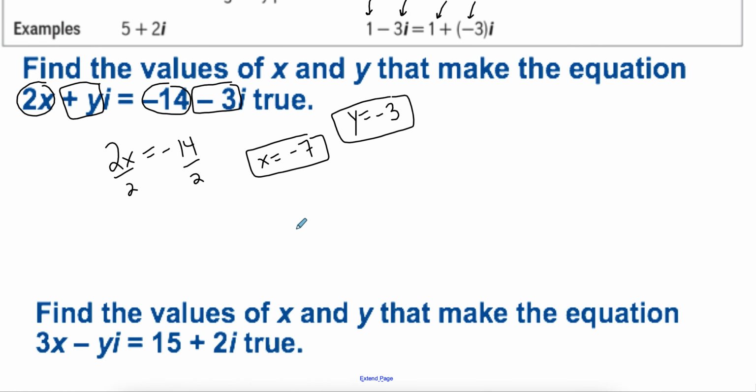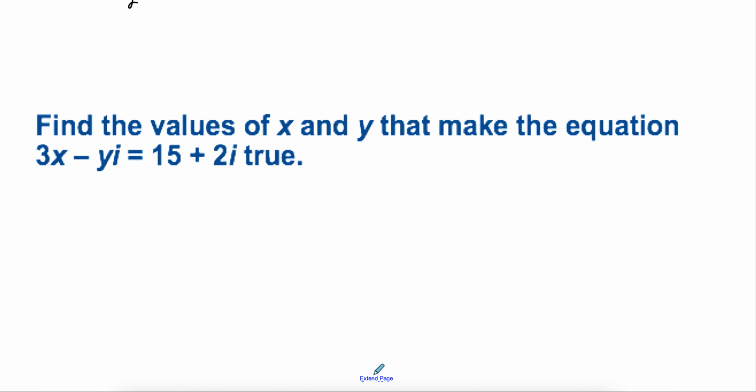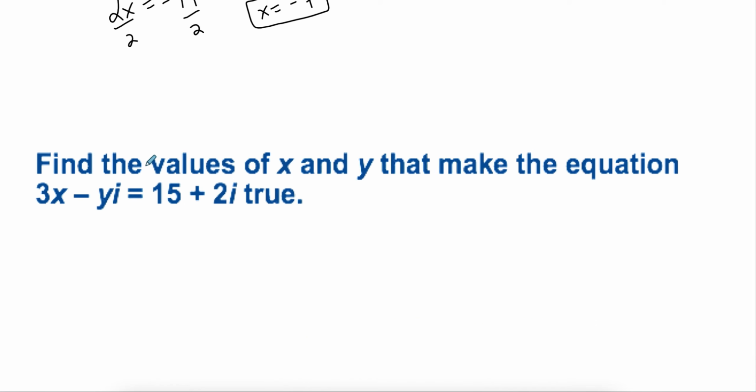So let's look at this one. Give it a shot, see if you can figure it out. Again, if you need to pause the video, go ahead. So we compare the real part. So 3x equals 15. And then we compare the imaginary part, or the complex part. And you get -y equals 2.